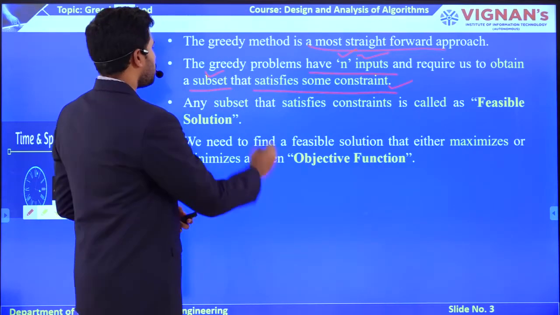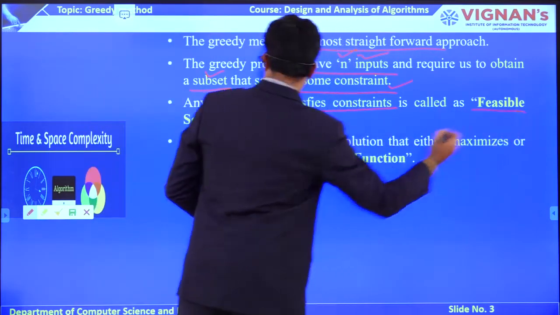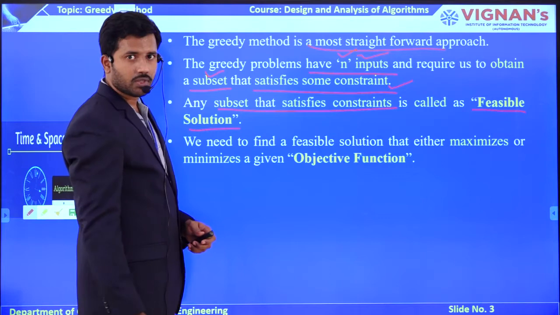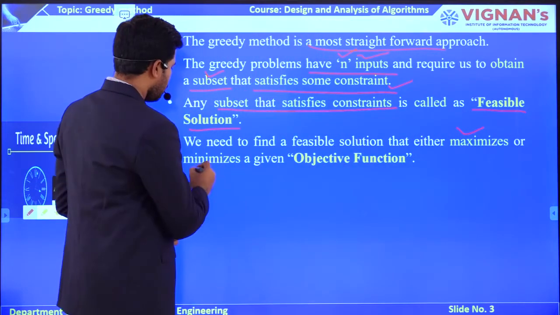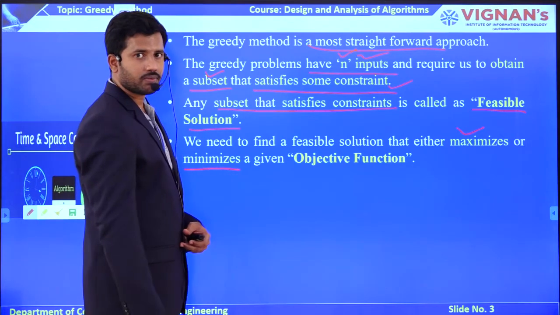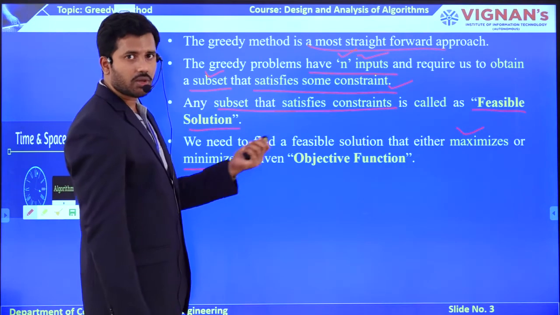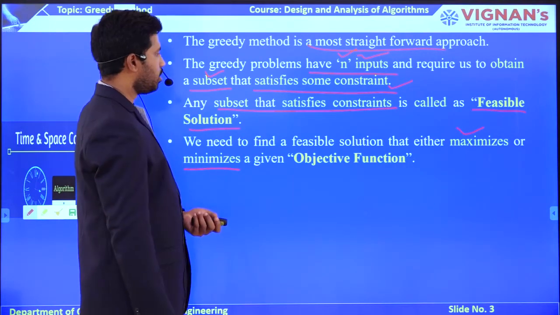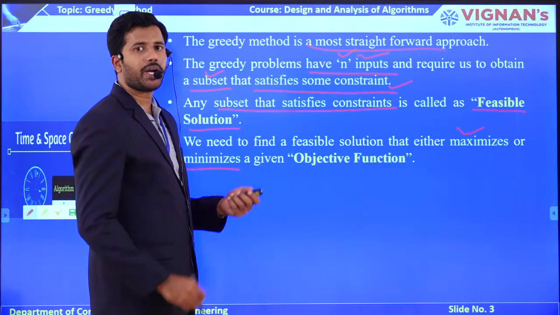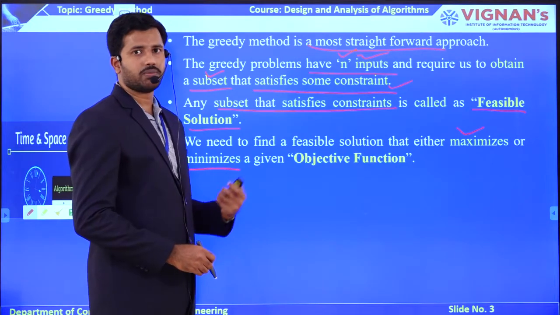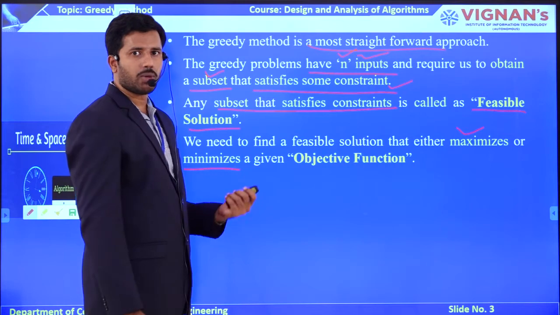Now, the subset that satisfies your constraints is called a feasible solution. That feasible solution can be a maximum or it can be a minimum. So the subset of solutions that satisfies your constraints is called a feasible solution. That feasible solution can be a maximum or a minimum, depending upon your algorithm problem. You are deciding which one is going to be the optimal solution.